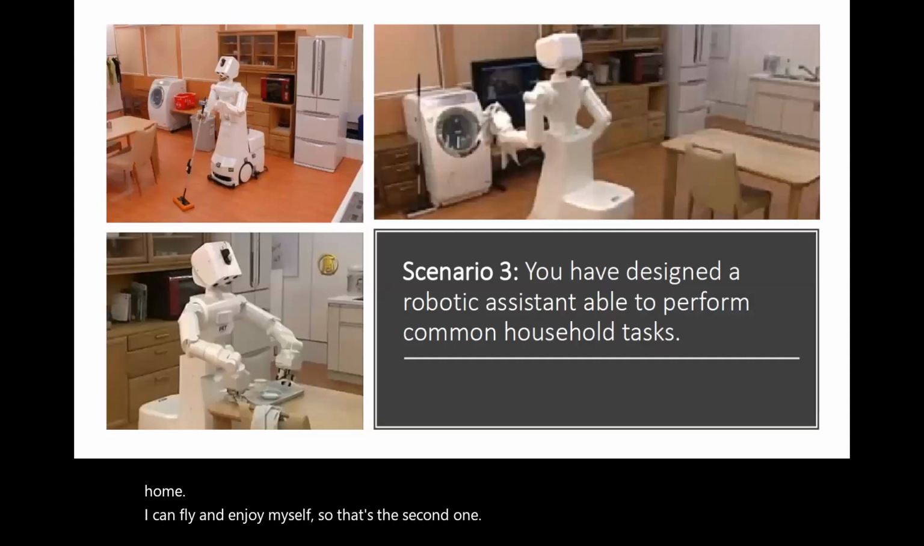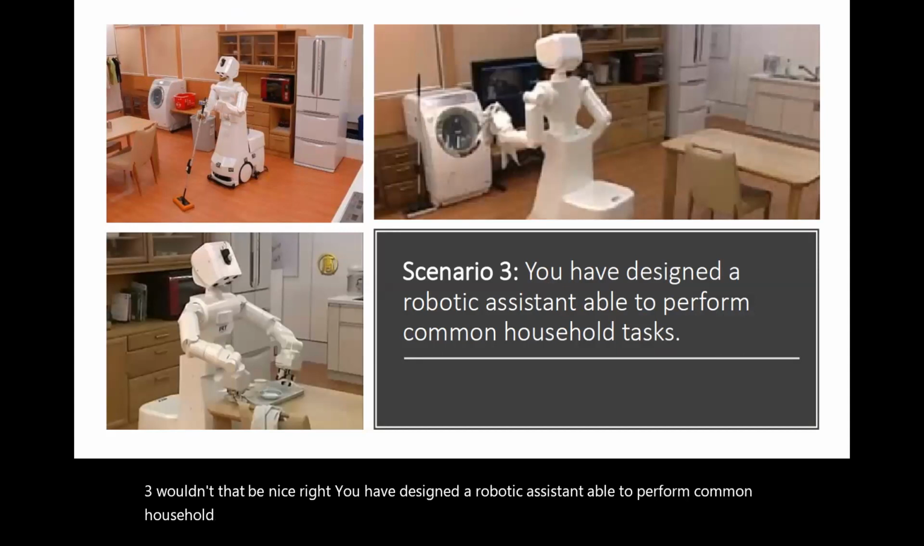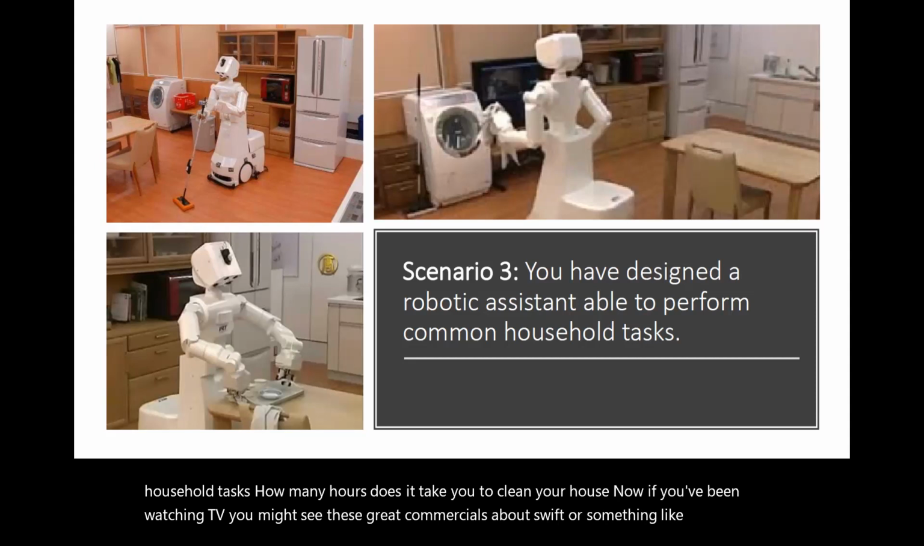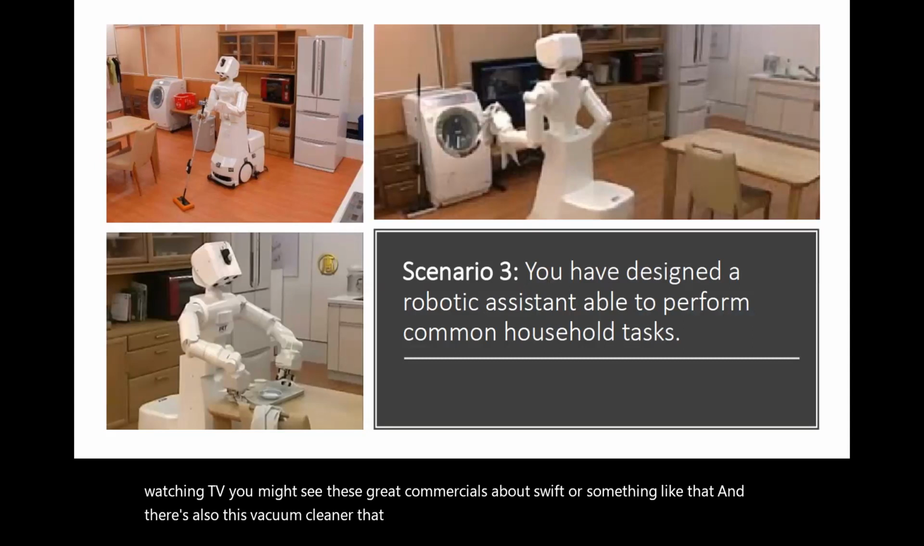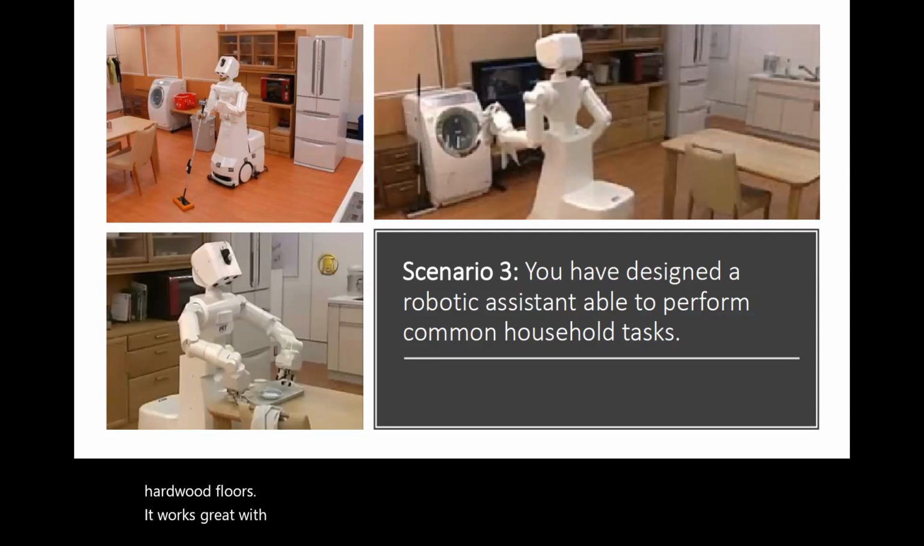Number 3, oh, wouldn't that be nice, right? You have designed a robotic assistant able to perform common household tasks. How many hours does it take you to clean your house? Now, if you've been watching TV, you might see these great commercials about Swiffer or something like that. And there's also this vacuum cleaner that will vacuum your floor for you. But I found there's a catch there. Those little robot things that go along your floor, I was told you can't have hardwood floors. It works great with carpet, but no hardwood. I'm thinking, well, that kills that, right?